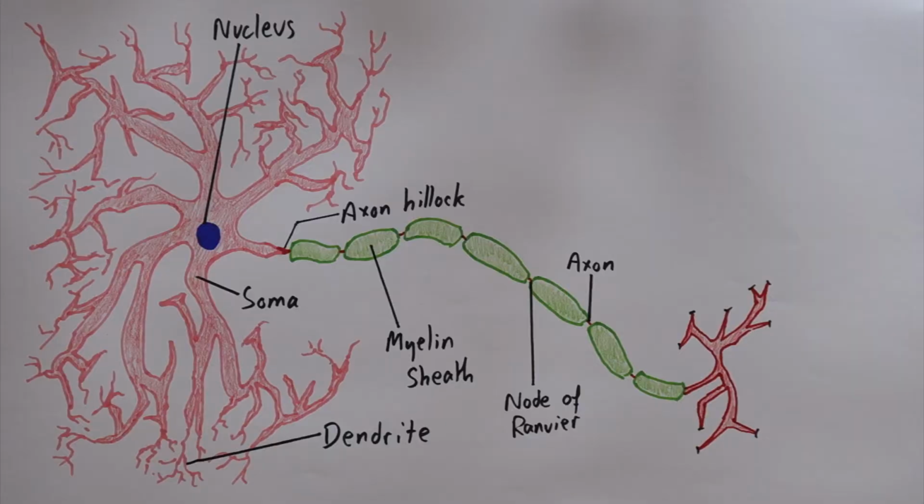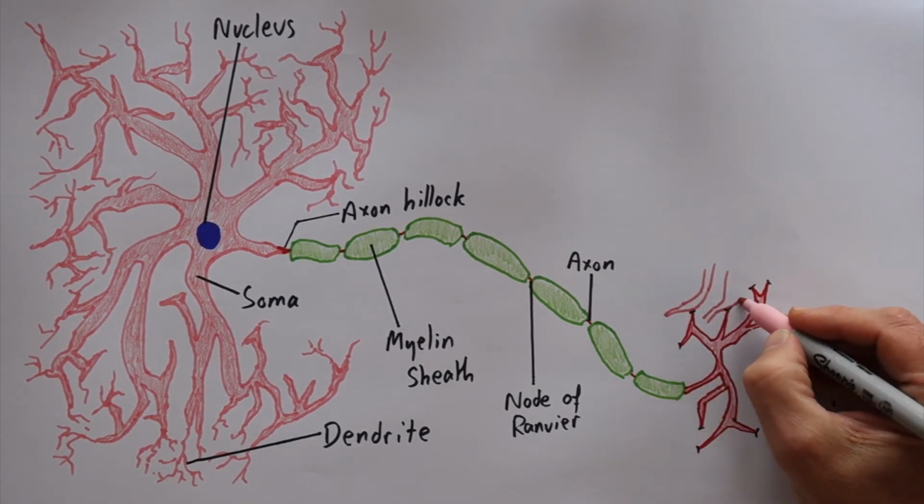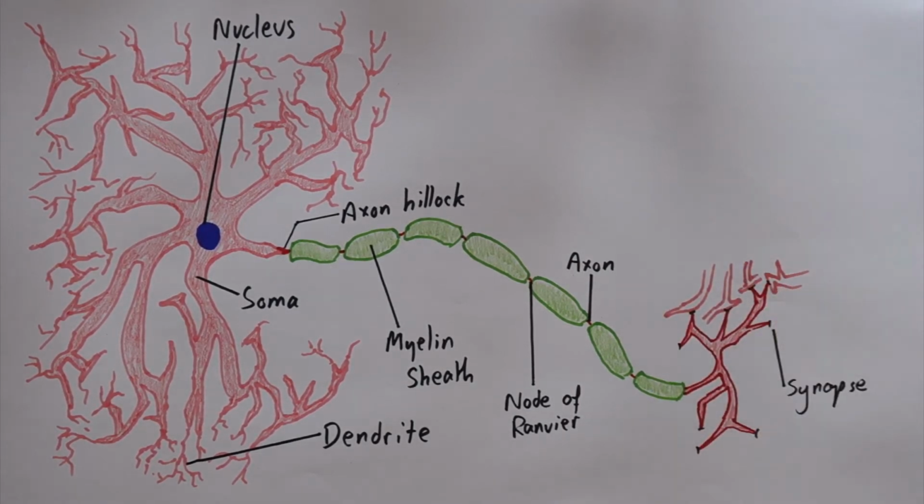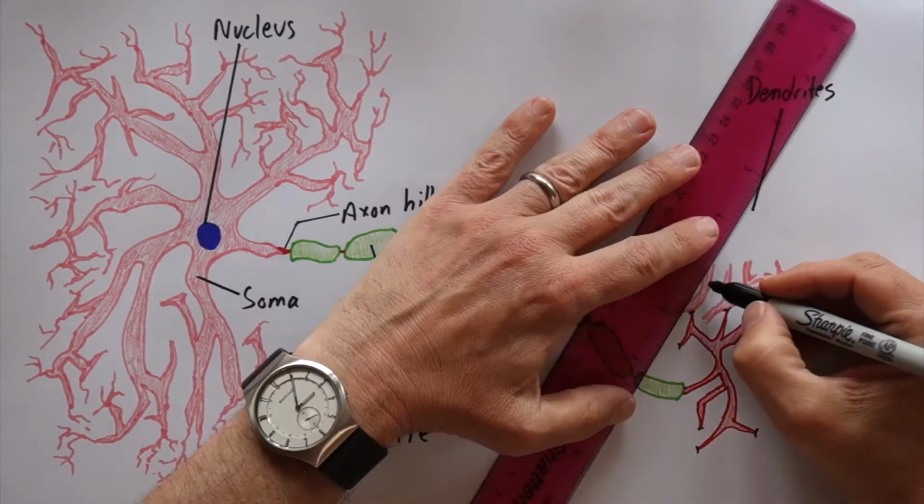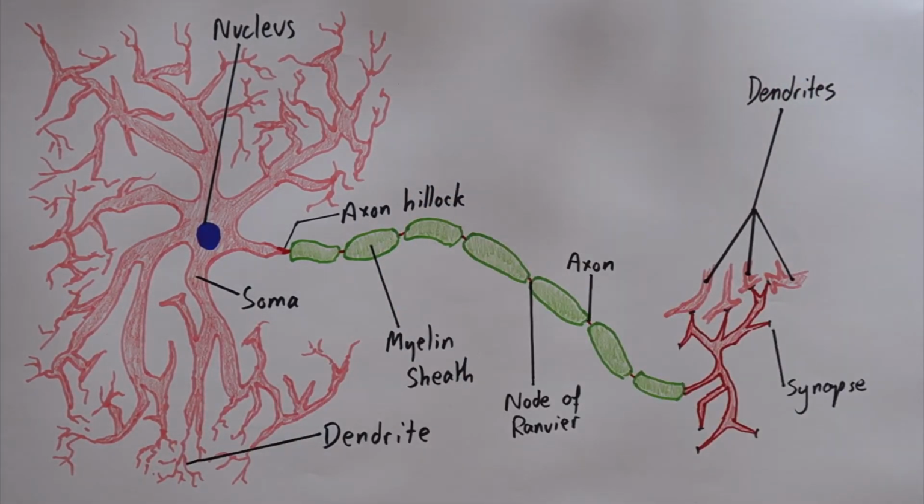And these terminal buttons very often make a synapse with the dendrite of another nerve cell. And a synapse is a junction between nerve cells. So at the synapse, information gets transmitted from the axon of one nerve cell to the dendrite of another nerve cell. And in this way, information is transmitted from nerve cell to nerve cell to nerve cell.